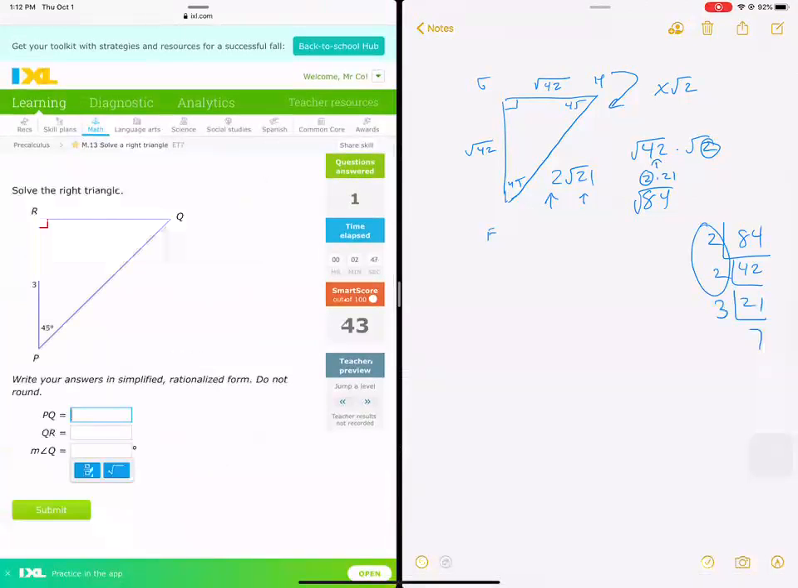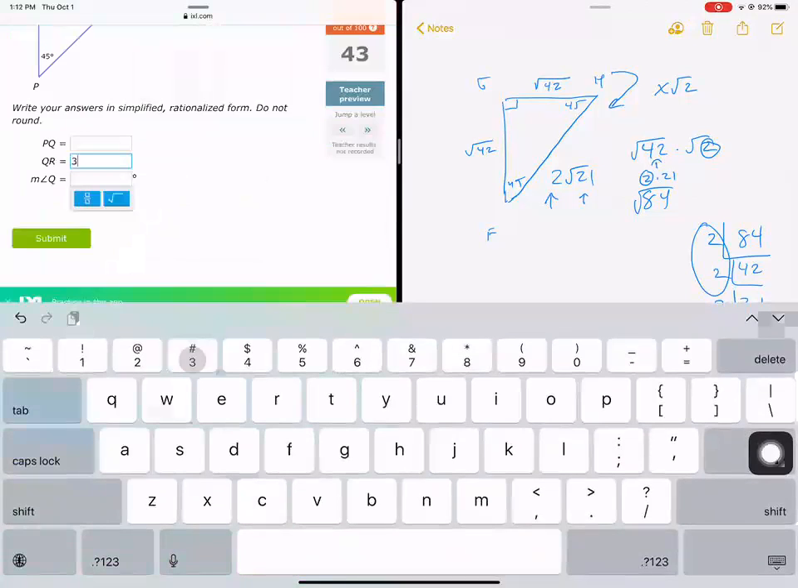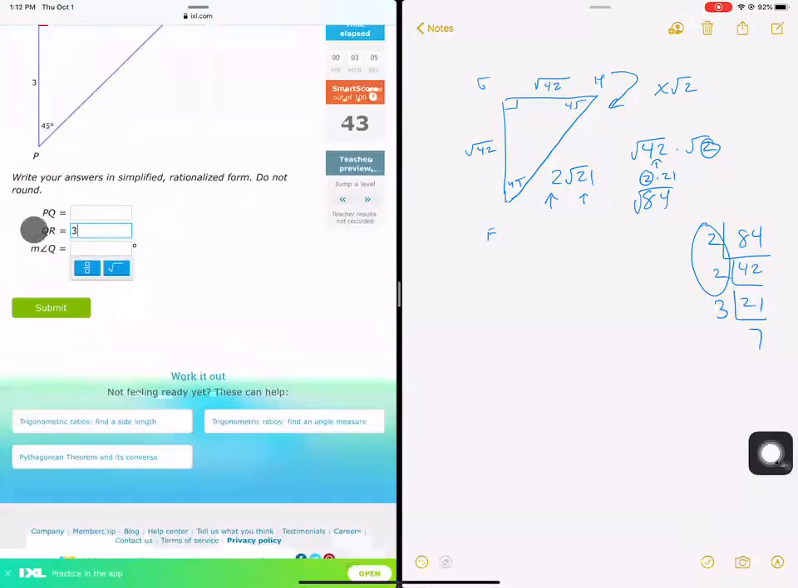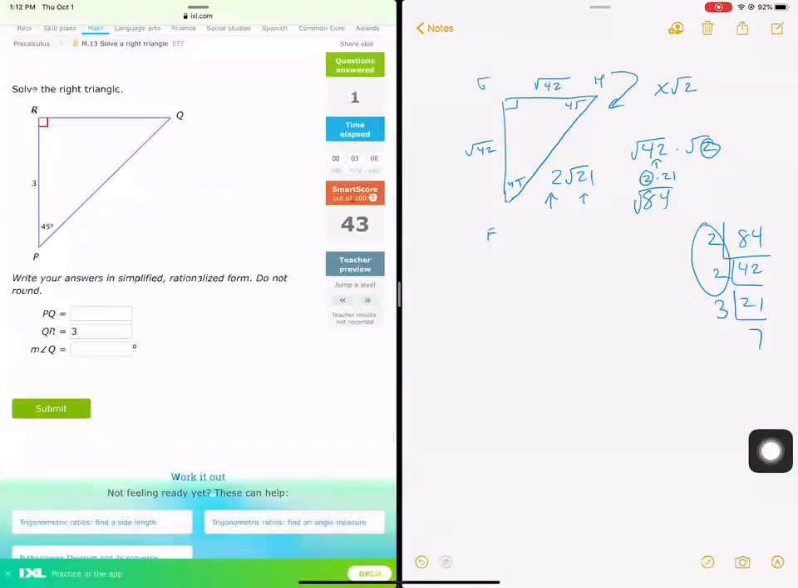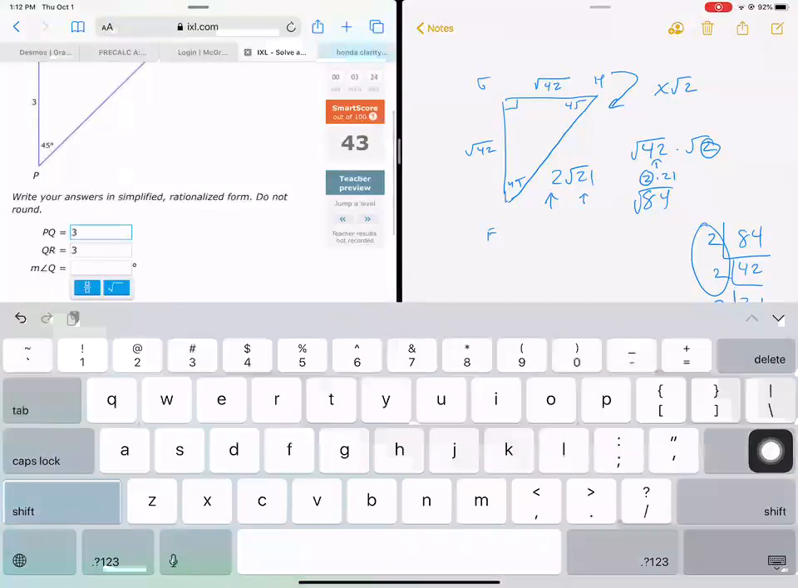Okay, next problem. So I'm not going to do the work on the right. I can just fill this out since I know it's a 45-degree triangle. I'll show you guys this. If the leg is 3, the other leg must be 3. So RQ must be 3. The next part, PQ: since we know the leg, the hypotenuse is always related by square root of 2. So I can just write 3 square root of 2. And we know the angle is going to be 45.